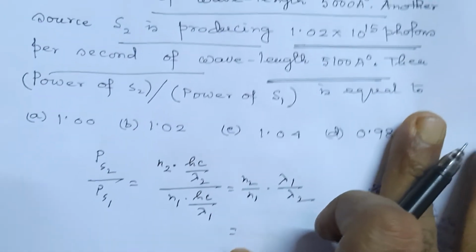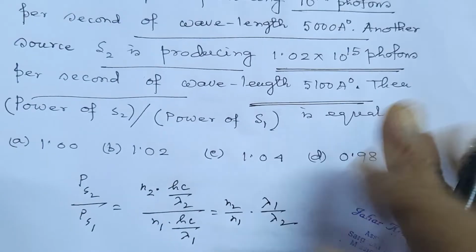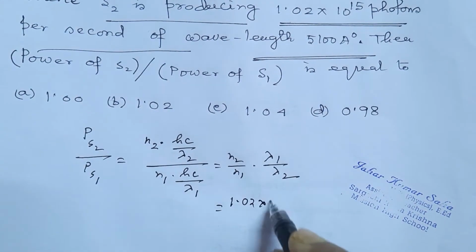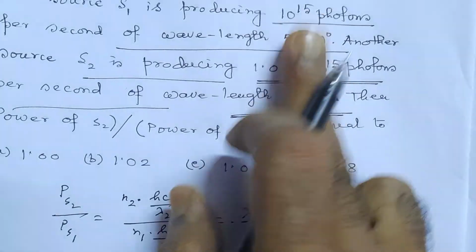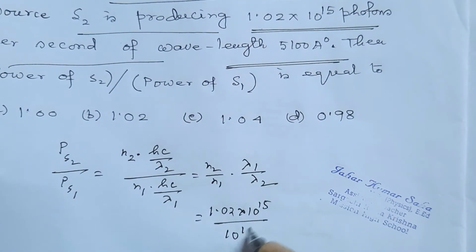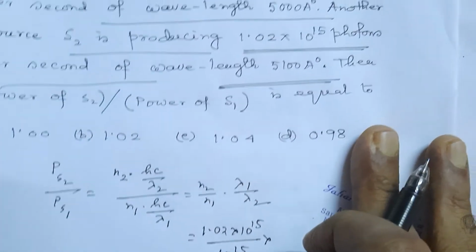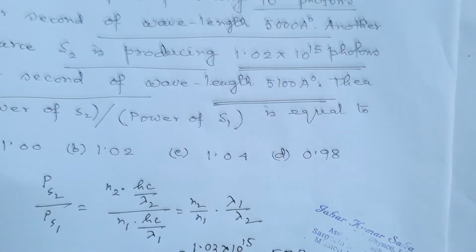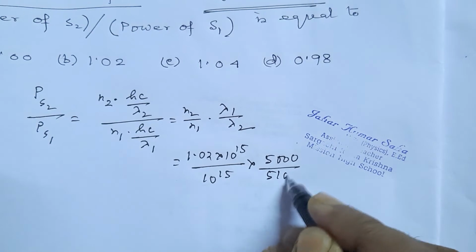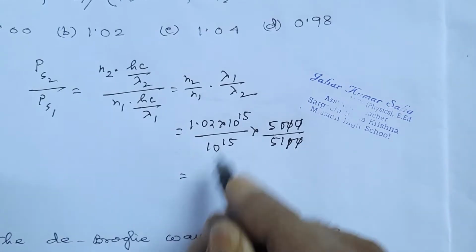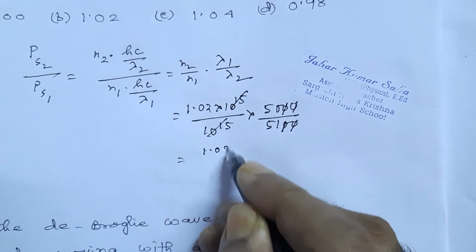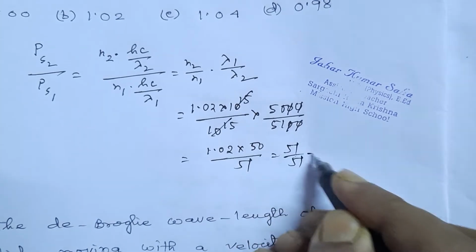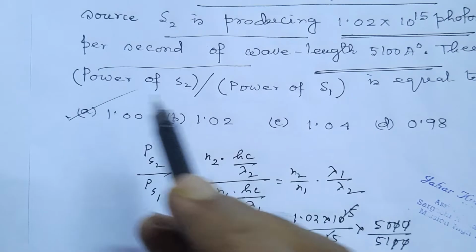So N2 is 1.02 into 10 to the power 15 photons, and N1 is 10 to the power 15, into lambda 1, which was 5000 angstrom, and lambda 2 is 5100 angstrom. The 10 to the 15 cancels out, giving 1.02 into 50 by 51. That is 51 by 51, which is 1. The ratio is 1. So the correct option to question number 32 is A.